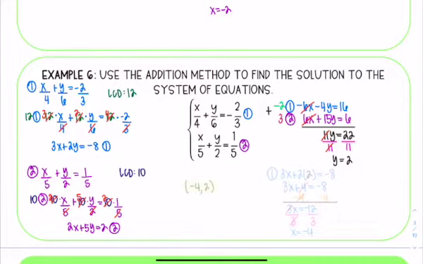And then remember, we can plug this into any equation we want to. I don't suggest plugging it into the fractions. I suggest plugging it into one of the modified equations that we did on the left-hand side. So I'm going to plug this into equation number 1, the nice version of it. We've got 3x plus 2 times our y, which is 2, equals negative 8. And so 3x plus 4 is negative 8. We can subtract 4 from both sides.